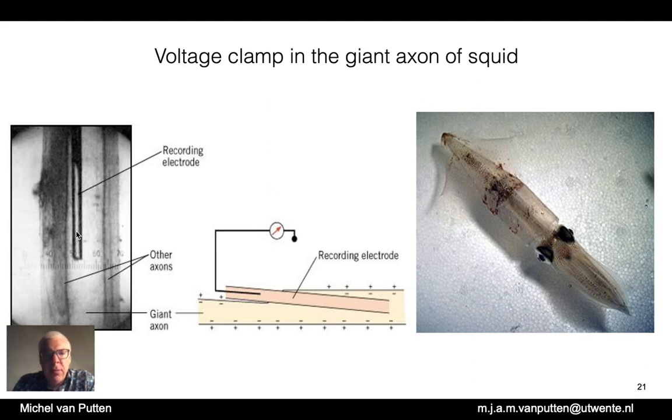And at the same time, they were able, I will shortly show that, to keep the membrane voltage constant. And they were also very lucky that in this particular axon, there were basically only two relevant ion channels, sodium and potassium ion channels, no chloride, for instance. And that made some of the experiments much more accessible.